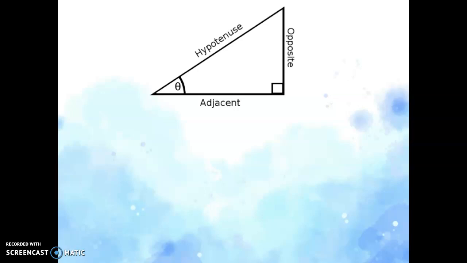Let us first recap. When we have a right-angled triangle with an unknown angle labeled as theta, we will label this side that is opposite to that angle as the opposite side. At the bottom, the side that's next to the angle will be called the adjacent side. And lastly, the longest side is called the hypotenuse of the triangle.